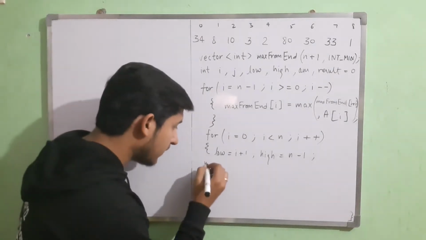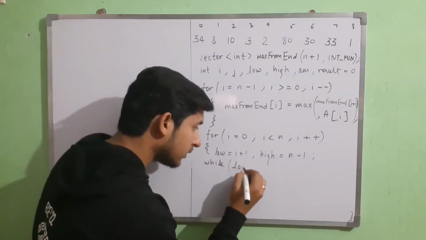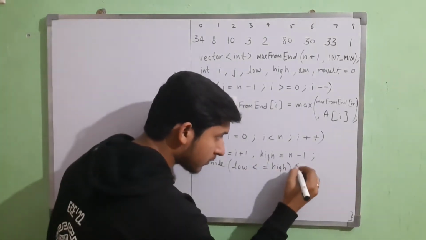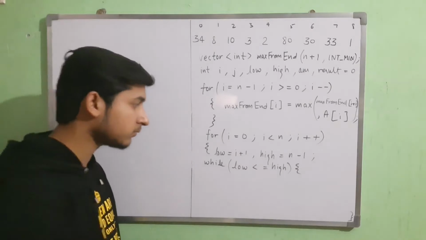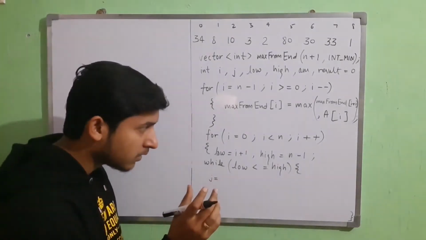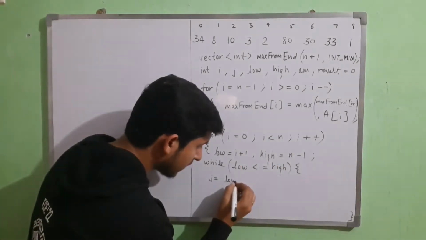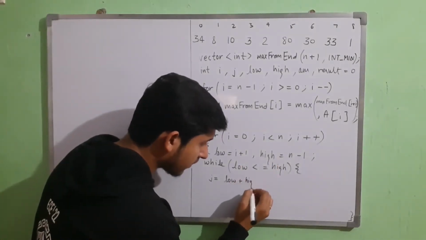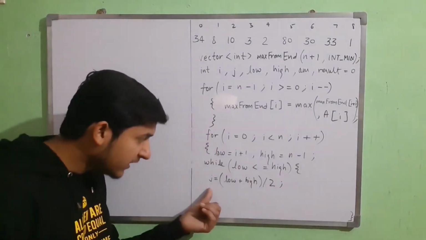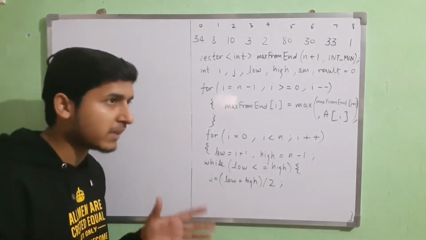and while low is less than or equal to high, what I'll be doing is, j will hold the central element, that's the middle element, so low plus high upon 2. Because this is an integer, it will not hold any float value, it will hold an integer, that will be a proper index.